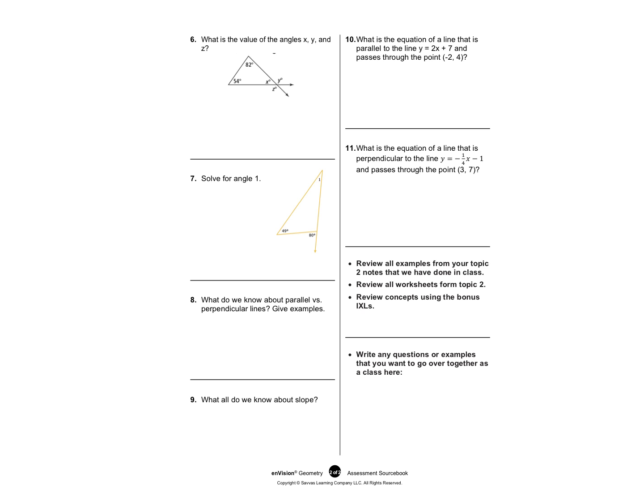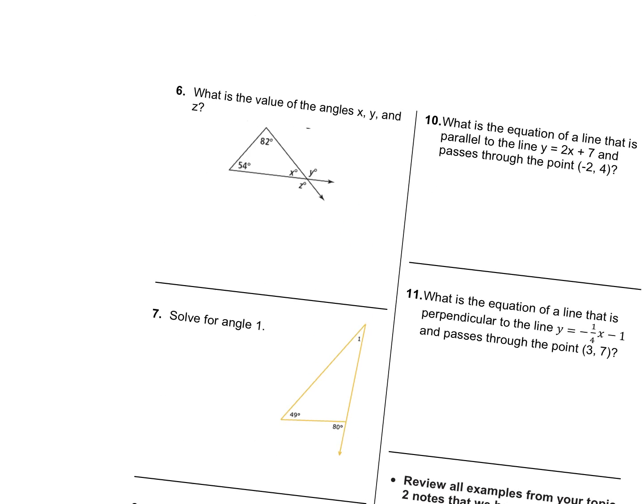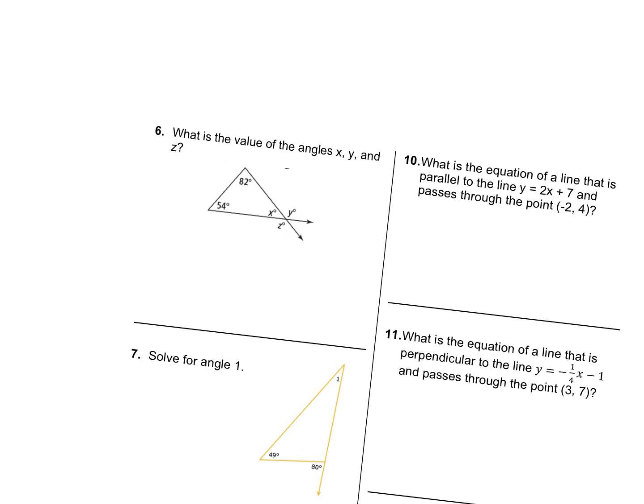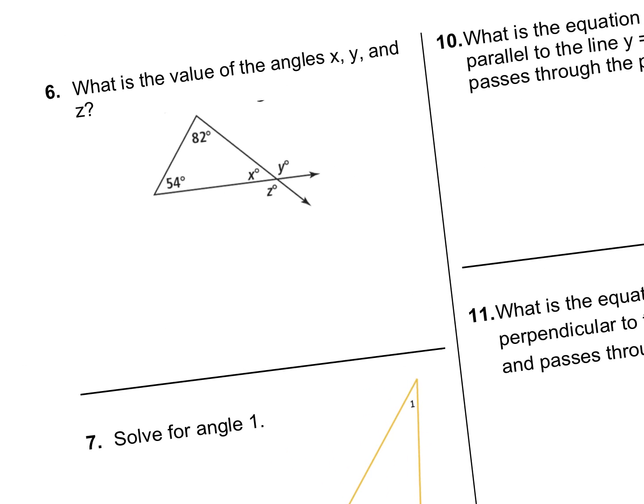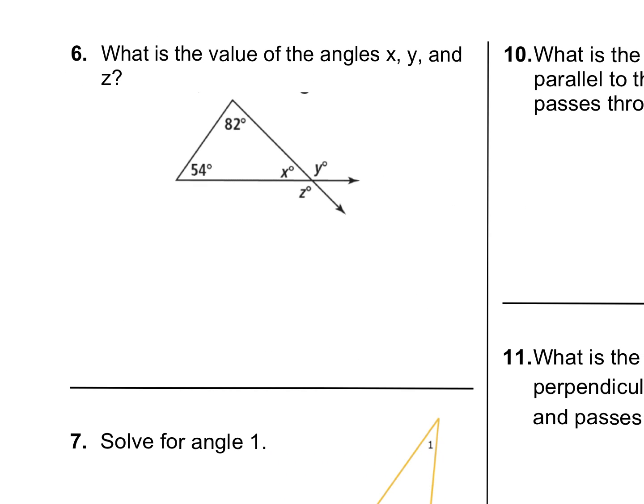Number 6 says, what is the value of X, Y, and Z? How many answers are you going to have on number 6? 3. We want X, Y, and Z. Out of X, Y, and Z in our picture, which one can we find first? That's the one we probably should find first, right?